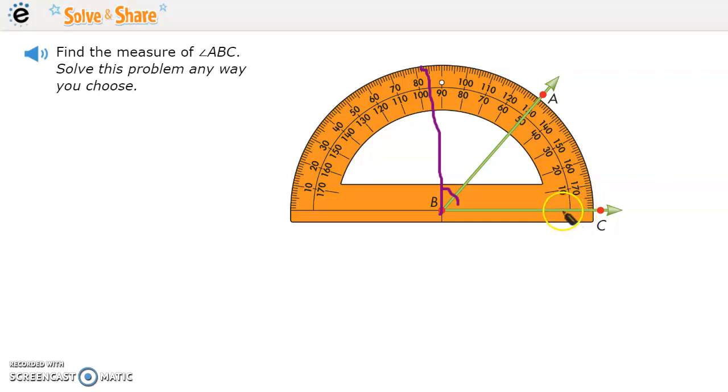So if we're measuring from ray C up to ray A, we're going to use the bottom numbers on the protractor because it's an acute angle. And that tells us that our measure of angle ABC is 50 degrees. I hope this helps.